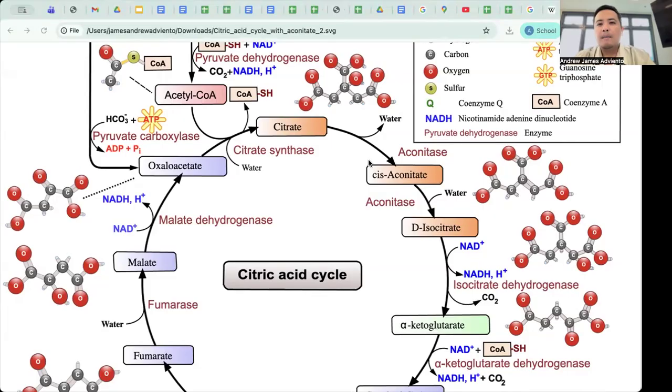So third, the isocitrate is then oxidized to alpha ketoglutarate. During this step, the molecule loses one carbon as carbon dioxide and produces NADH.